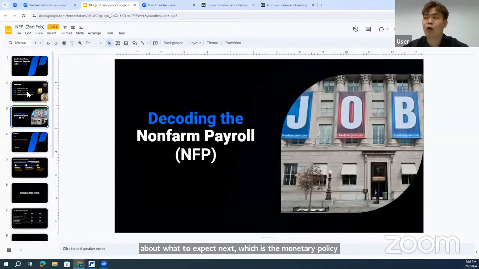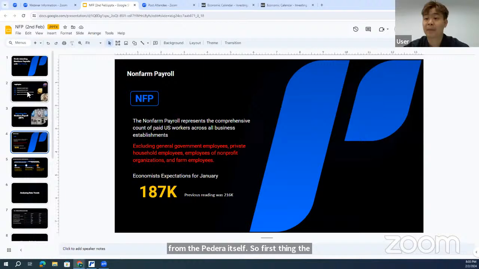So first thing, decoding the non-farm payroll. What is the non-farm payroll? For new traders, I want to explain in very simple terms. Non-farm payroll represents a comprehensive count of paid US workers across all business establishments, excluding general government employees, private household employees, employees of non-profit organizations, and farm employees. To put it simply, non-farm payroll can be considered one of the major indicators that show whether the US job market is resilient, very good or bad.